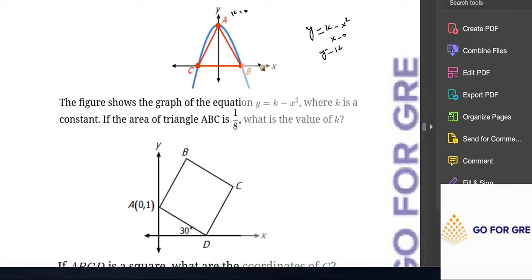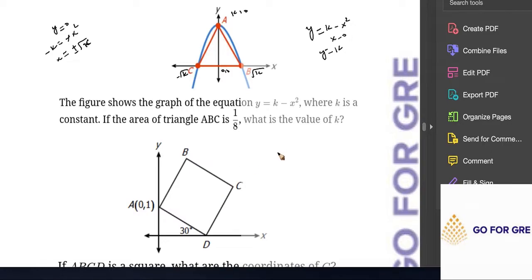Now if we put y is equal to 0, so minus k is equal to minus x square. So x is equal to plus or minus under root k. So on this side it is positive under root k, and on this side it is negative under root k.